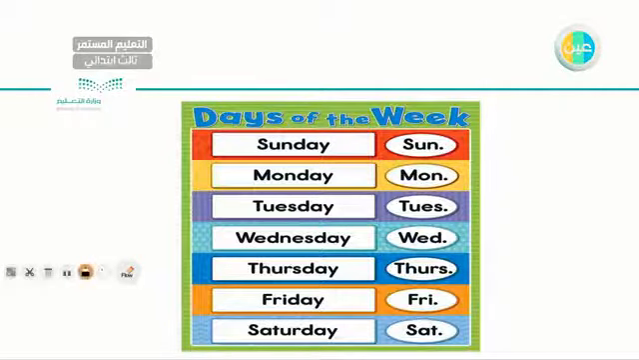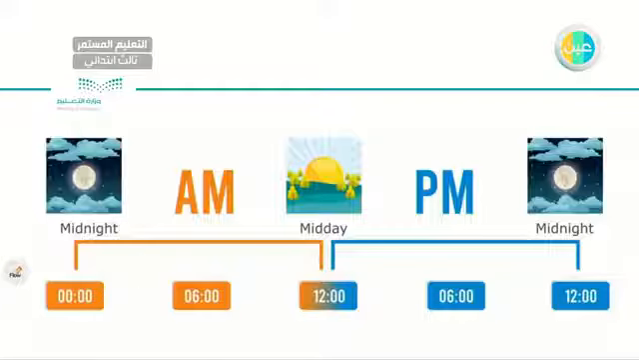Very good. Also in the previous lesson, we introduced AM and PM. We said that AM, starting from after 12 midnight, going through 6 until 12 midday, all these 12 hours are considered AM. So after 12 midday until 12 midnight, I have 12 hours also. These are PM. Very good. Let's go to the next one.